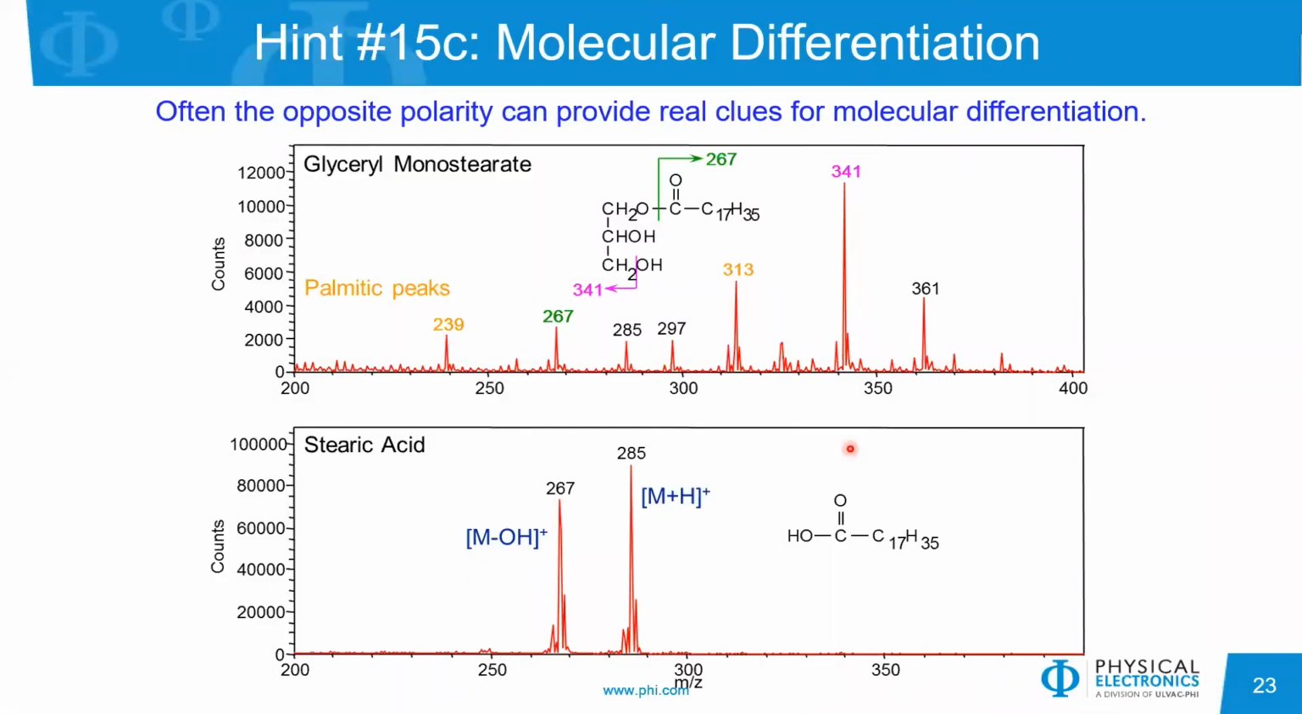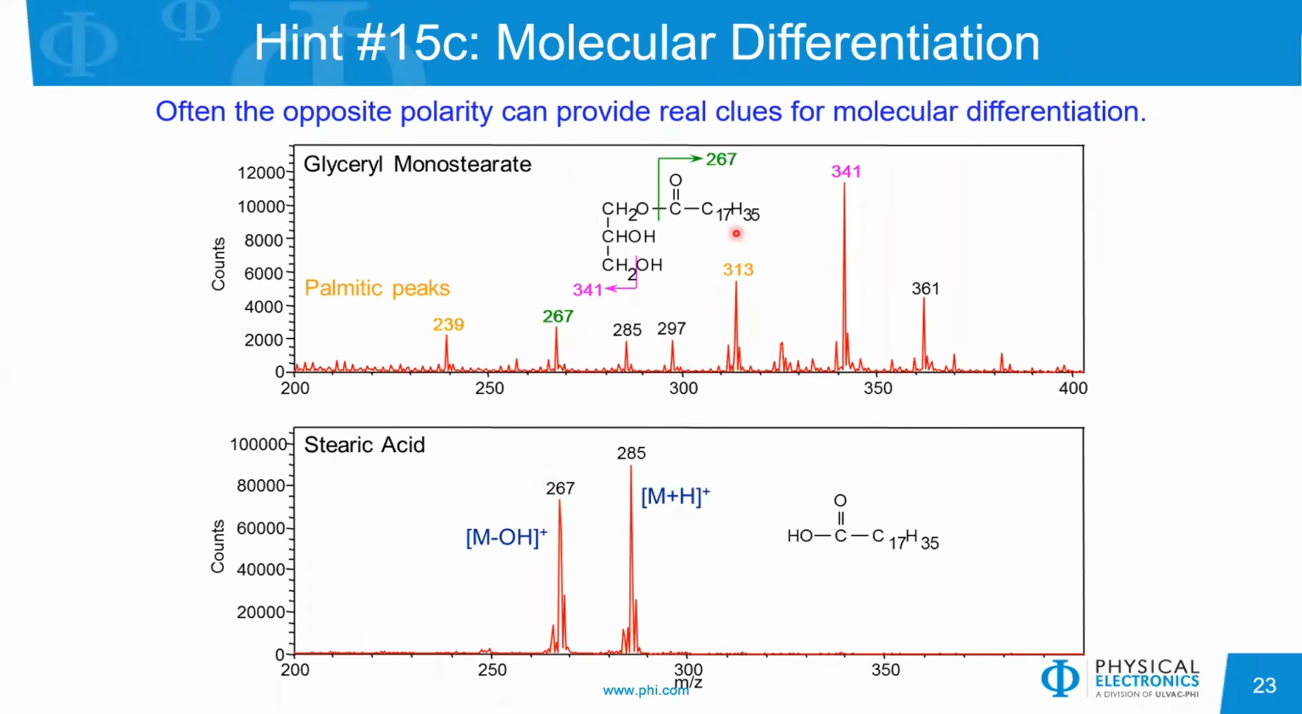If we look at higher mass to charge ratio, what we can see is that glycerol monostearate has a very different fragmentation pattern than what we see for stearic acid. So this is the positive ion polarity. If you remember, for stearic acid in the negative ion polarity, we see the M-H at 283. In positive ion, we see the M+H at 285. And then we see the M-OH, still a positive ion, at 267.